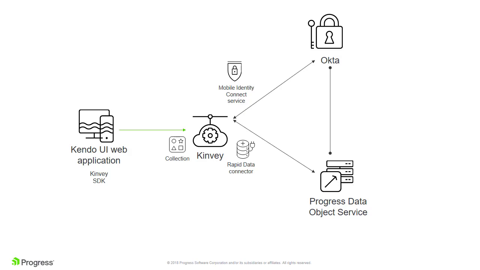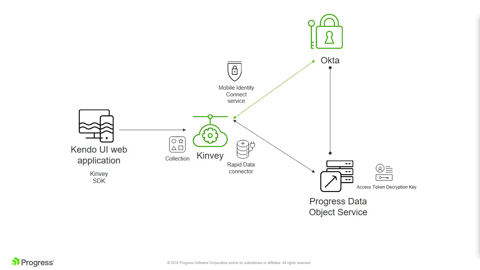As you can see, there are 3 points of integration. We need to integrate Kinvey with Okta. We need to integrate the Progress Data Object Service with Kinvey. And finally, we need to integrate the Progress Data Object Service with Okta. This is only to enable the Data Object Service to decrypt the access token that it will receive from the Okta authorization server. The challenging task of obtaining the access token from Okta will be handled by the Kinvey MIC service.